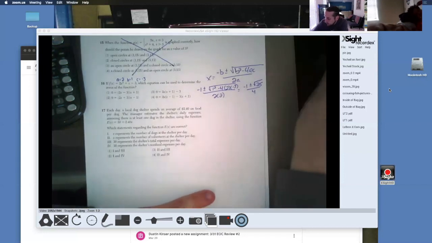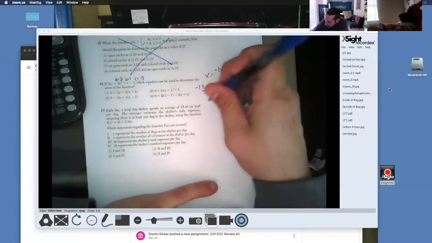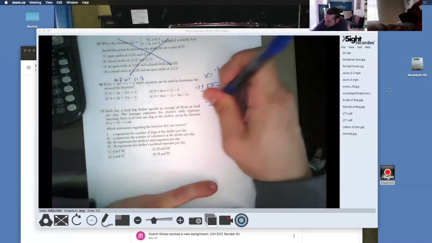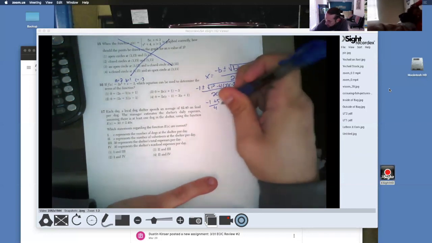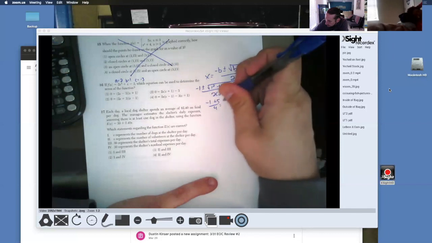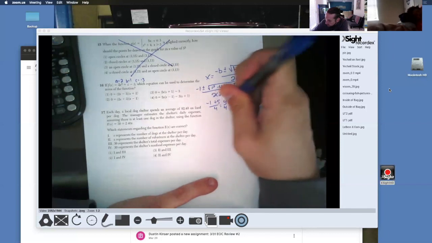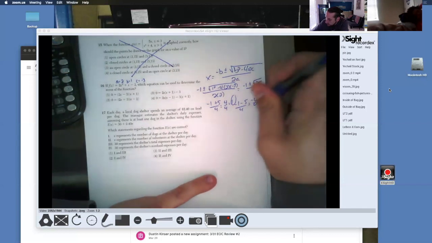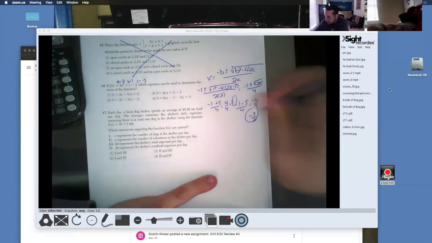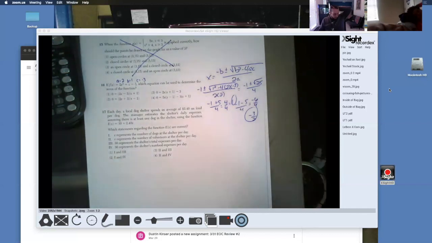We know that radical 25 is 5, so we get -1 plus 5 over 4 and -1 minus 5 over 4. So this gives us 4 over 4, which is 1. And this gives us -6 over 4, which is -3/2. So those are our 2 answers.